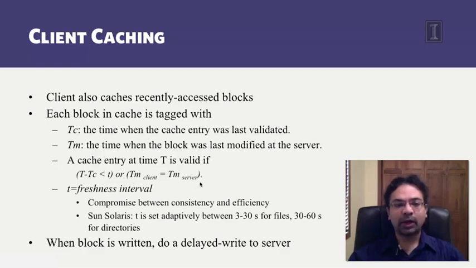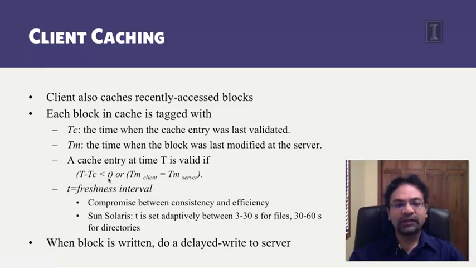But doing this second operation requires you to do an RPC to the server, which may be expensive and it may involve some amount of latency. To avoid that RPC, you give some amount of laxity to the block that you're storing and say that, hey, if the block is less than small t old, I'm still going to consider that block as being fresh. Okay, so t is known as the freshness interval. This is a compromise between consistency and efficiency.